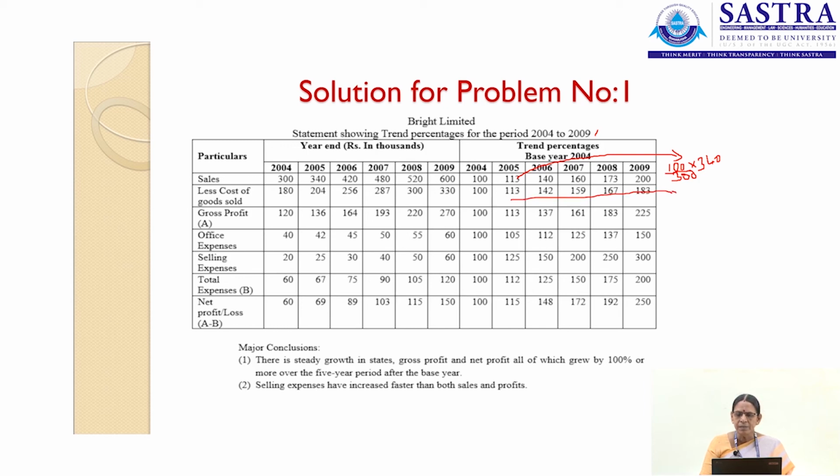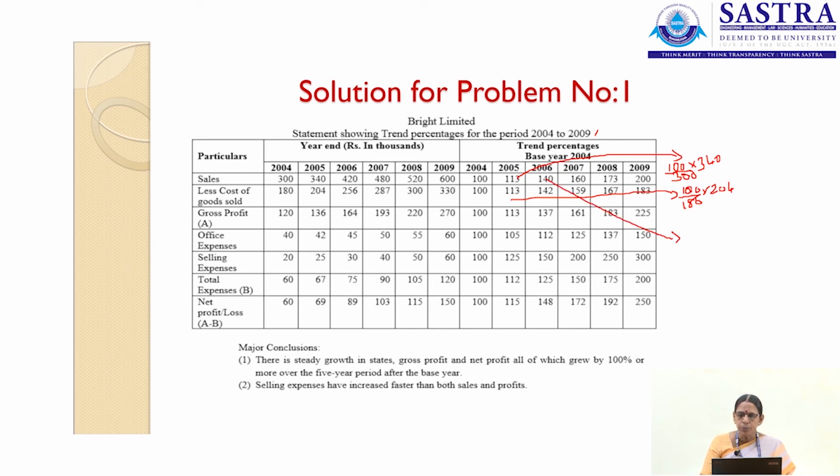See, the next 113 is calculated like this. Say here, 100 by 180 into 204. So, this is said to be 113. So, do not have a wrong notion that the same 113 is drawn here. No, every year the 100 is related with your previous year.